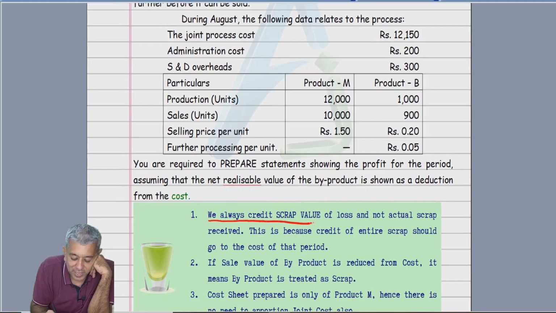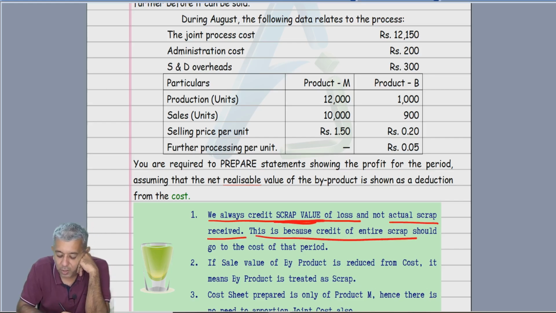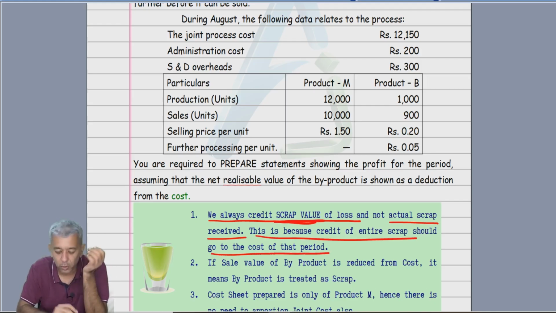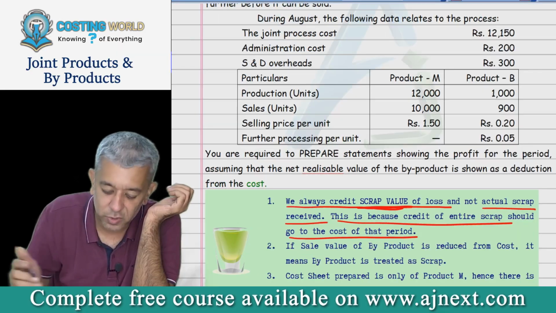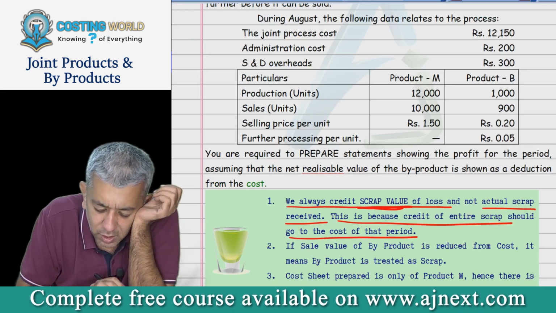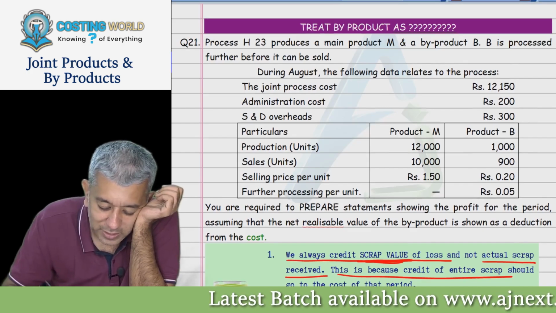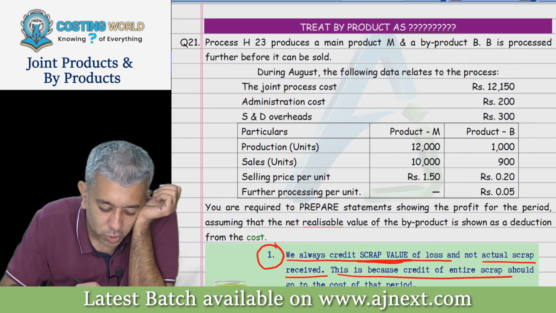We always credit scrap value of loss and not the actual scrap received. This is because credit of entire scrap should go to the cost of that particular period. Okay, that is one thing as such. Further things I don't wish to be reading, but this is one thing that I have finished off right now.